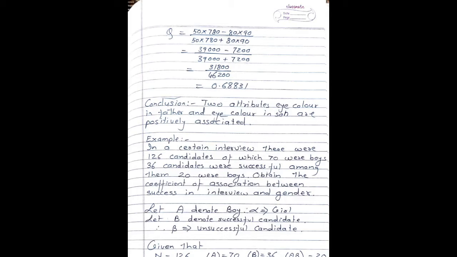Next example. In a certain interview, there were 126 candidates, of which 70 were boys. 36 candidates were successful. Among them, 20 were boys. Obtain the coefficient of association between success in interview and gender.